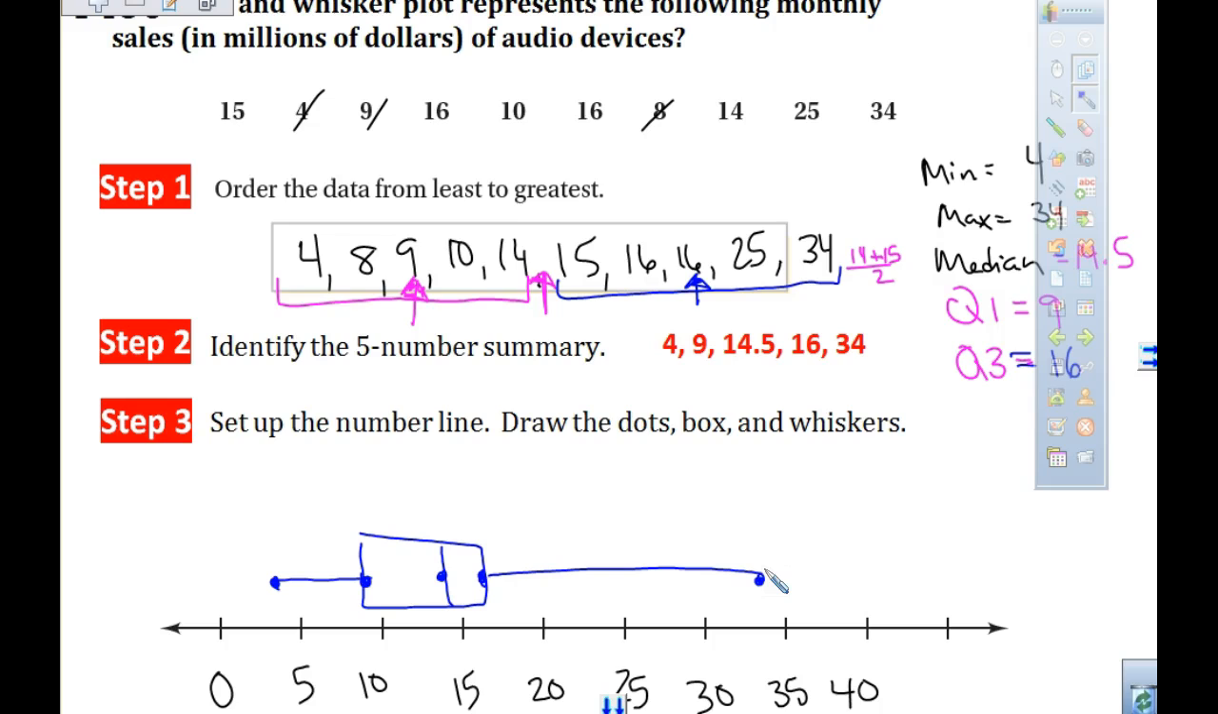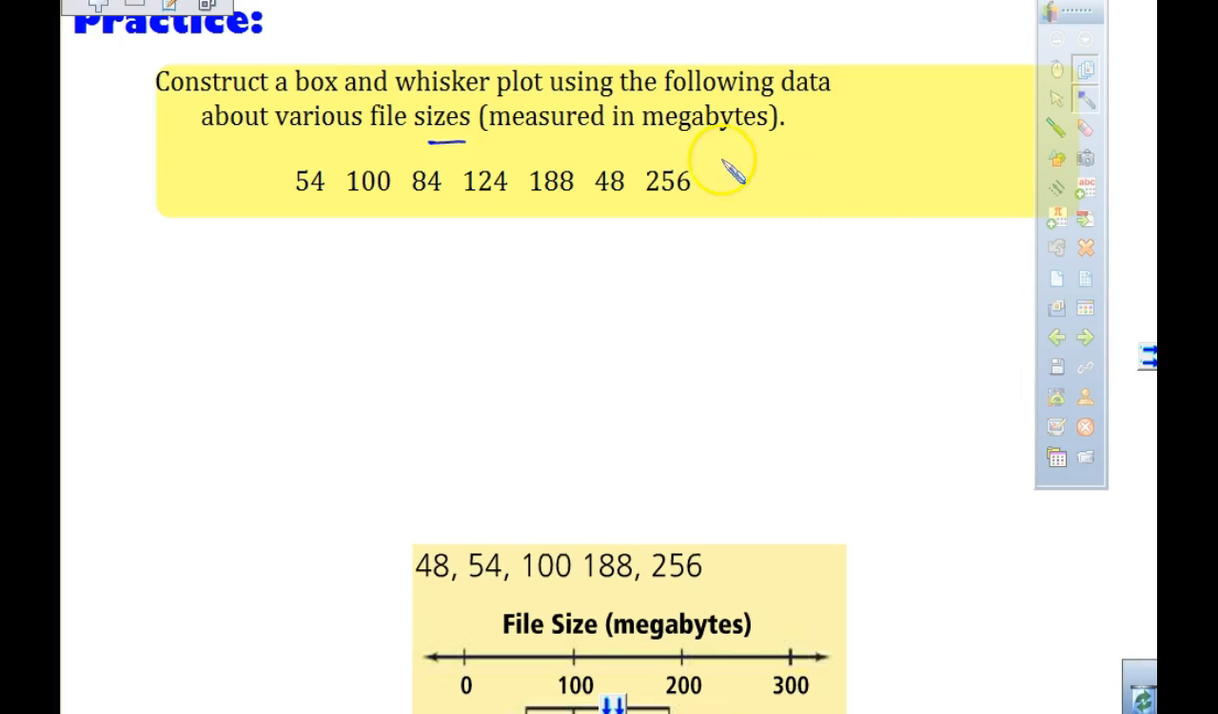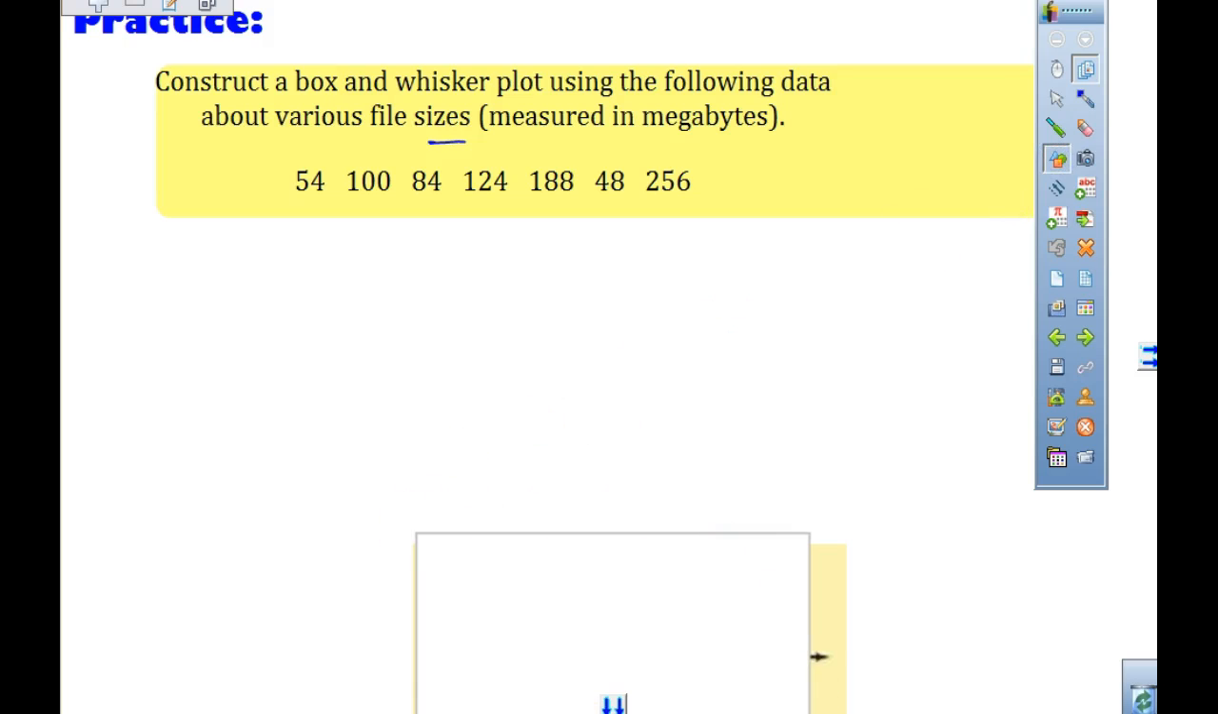Okay. Construct it. These are various sizes of megabytes. So, put them in order. Start with that part. You should be able, before we go to lunch, to find your minimum and maximum.